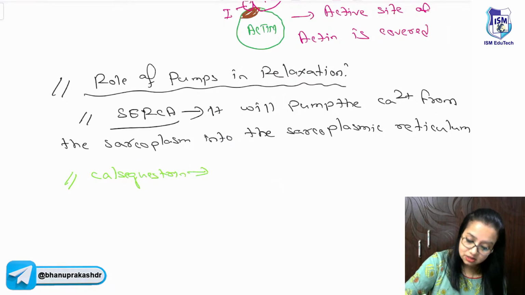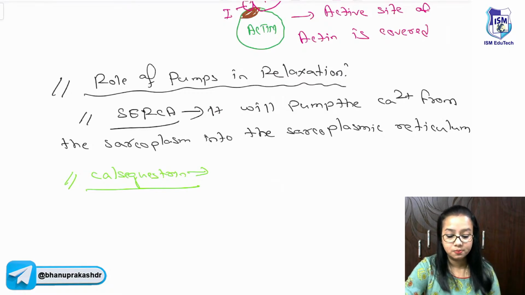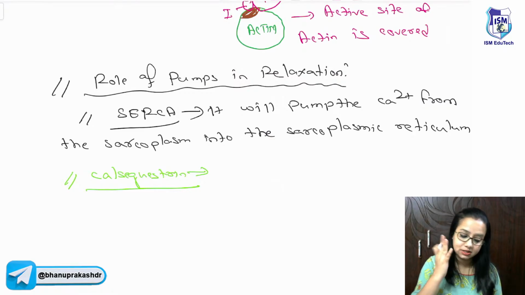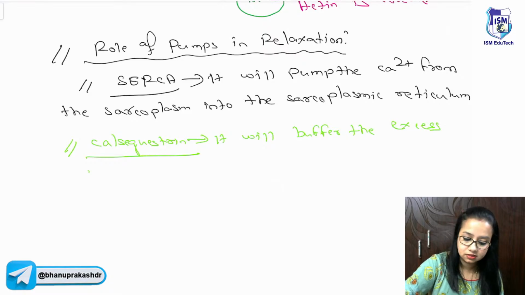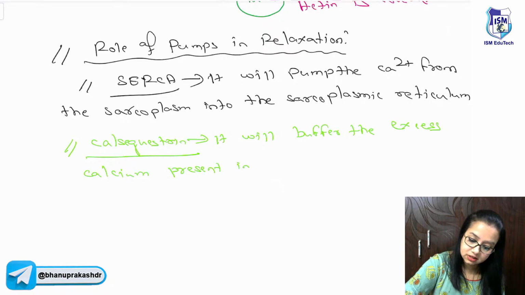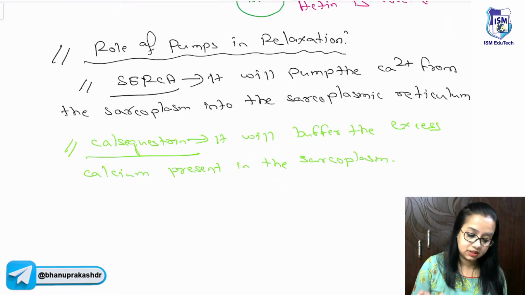calsequestrin. The calsequestrin will not remove the calcium back into the sarcoplasmic reticulum, because sarcoplasmic reticulum is the storehouse of the calcium, right? So this calsequestrin, what will it do? It will buffer the excess calcium present in the sarcoplasm. So this is how the excitation and contraction following the sliding filament theory will happen.